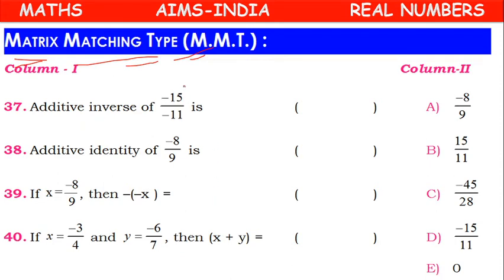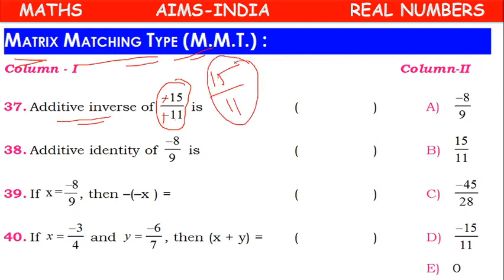Additive inverse of minus 15 by minus 11. Let's simplify first. Minus minus gets cancelled. Its value is 15 by 11. So additive inverse of 15 by 11. Here it is positive. What is the answer? Minus 15 by 11. So D option is the correct answer.